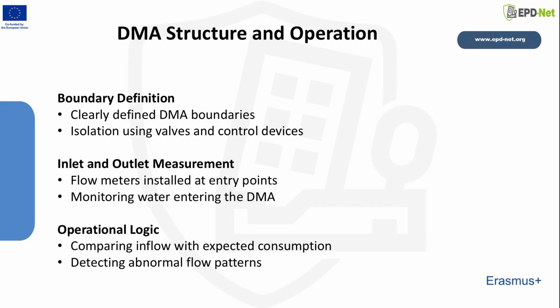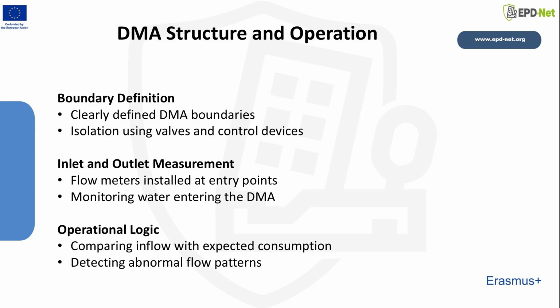The structure of a district metered area is based on clearly defined hydraulic boundaries. These boundaries are created using valves and other control devices to isolate the DMA from the rest of the network. Proper boundary definition is essential to ensure accurate monitoring and analysis.